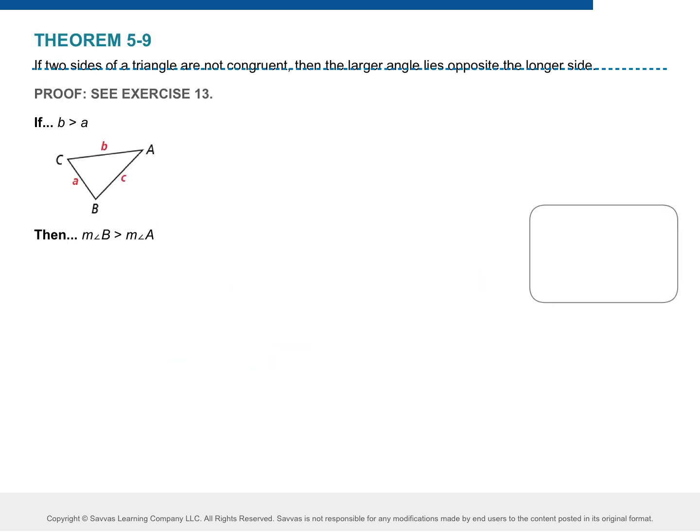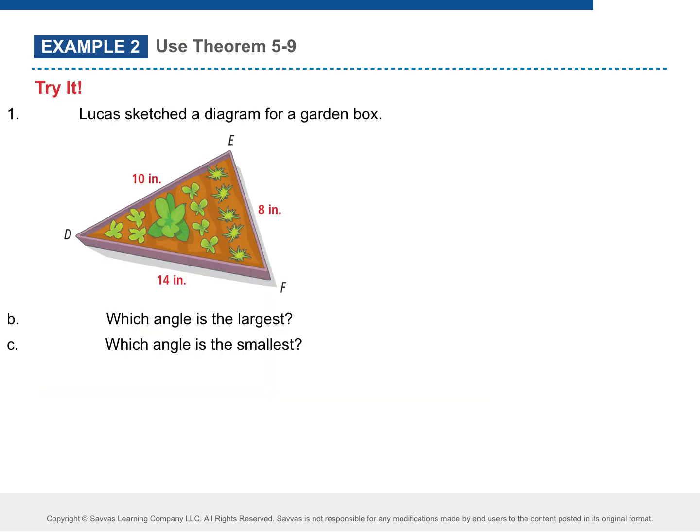Try example 2A and B on your own. Okay, so looking at example 2A, if I'm looking for the largest angle, what is it opposite of? The largest side. What's my largest side? DF, which is 14. What angle is opposite of that? E. So E is our largest angle. Smallest angle, what are we looking for? Smallest side. What is opposite of 8? Angle D. Okay.